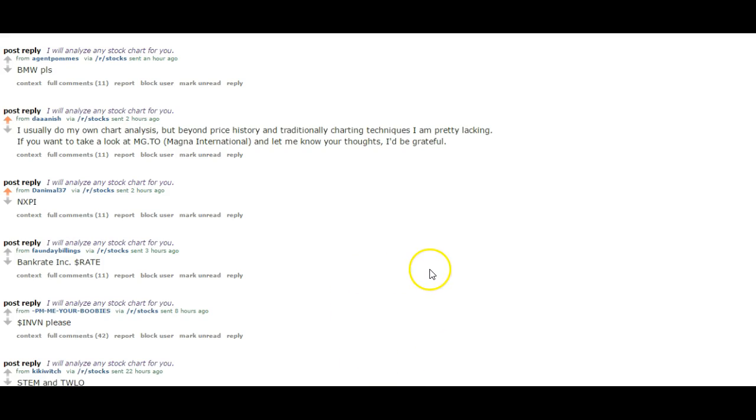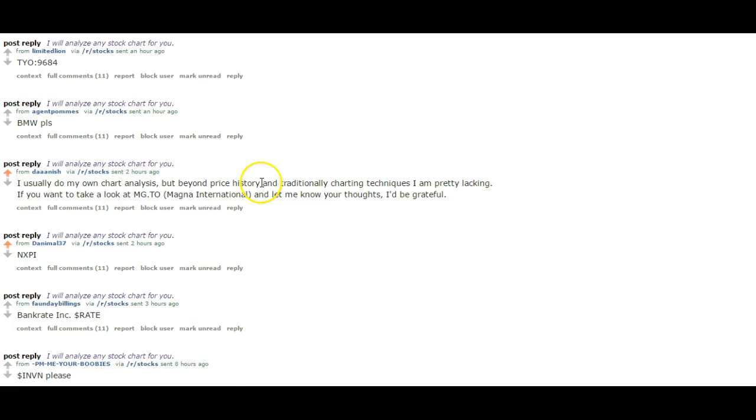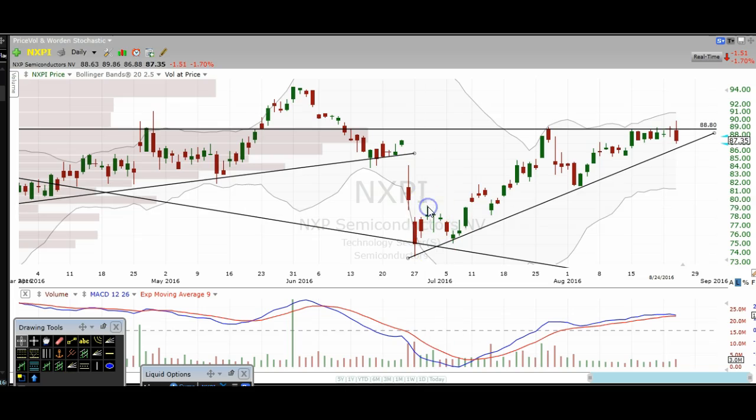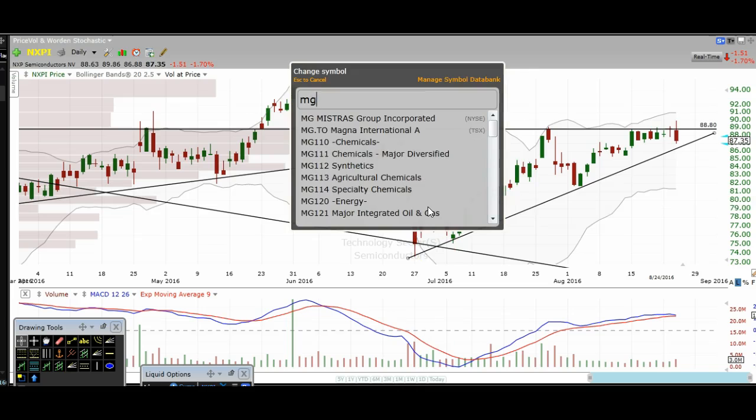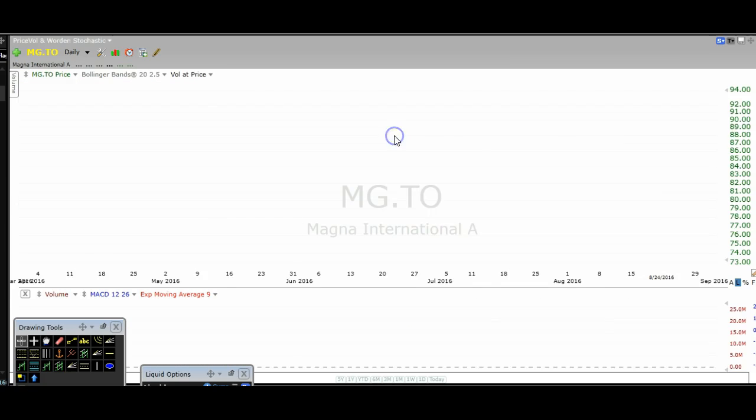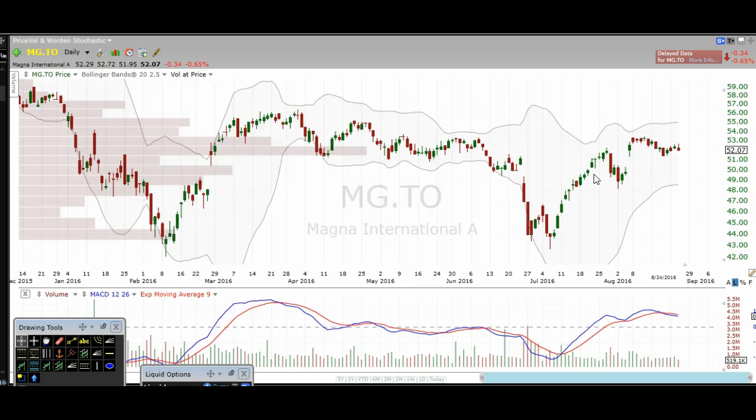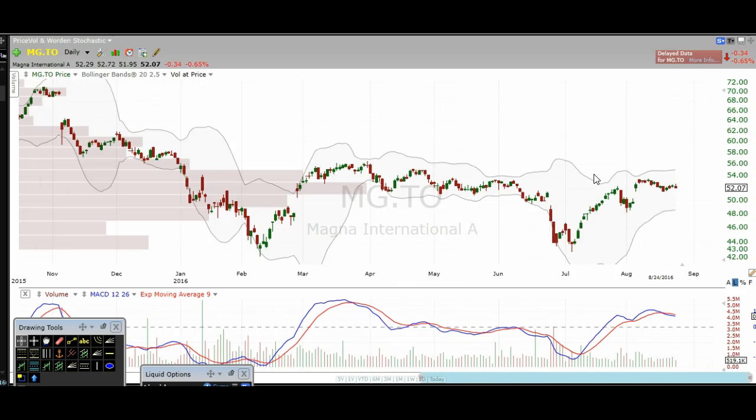Alright, let's take a look at the next one. Usually do my own chart analysis, but beyond price history and traditional charting techniques, I'm pretty lacking. Yeah, so I use pretty traditional charting techniques. So, but we'll do it anyways. MGTO.